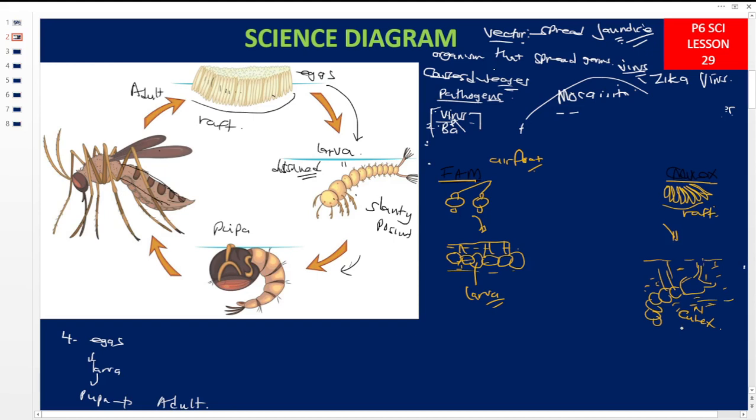Now what is the disease? The disease is elephantiasis, right? If it is elephantiasis, what is the body system affected? The lymphatic system. Now what is the germ? The germ is the filaria worm or the filaria worms.